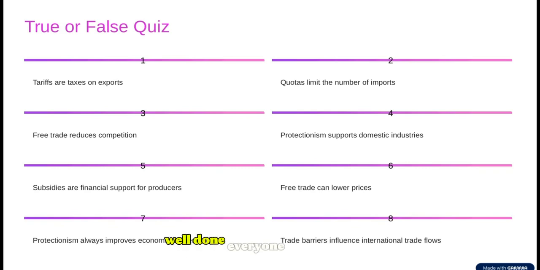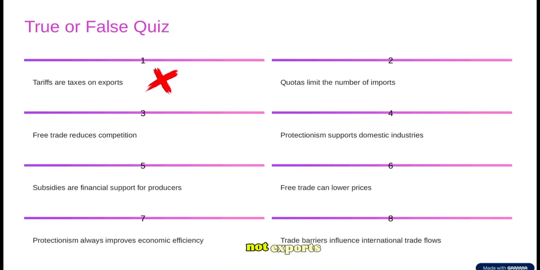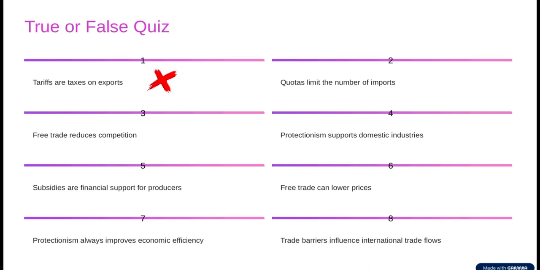Well done, everyone. Now we will check the answers. So, first, tariffs are taxes on exports. That's false. Tariffs are usually taxes placed on imports, not exports. Governments use tariffs to make foreign goods more expensive and protect local industries.